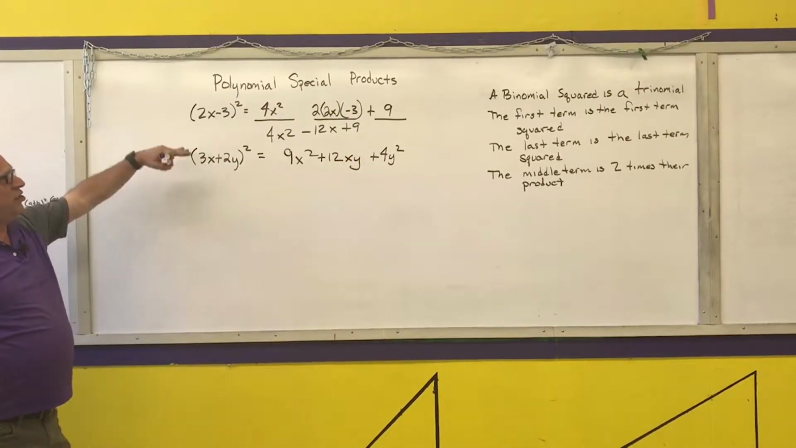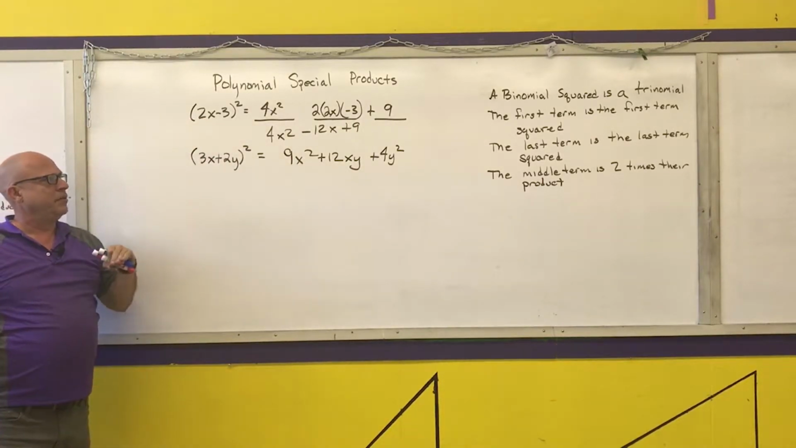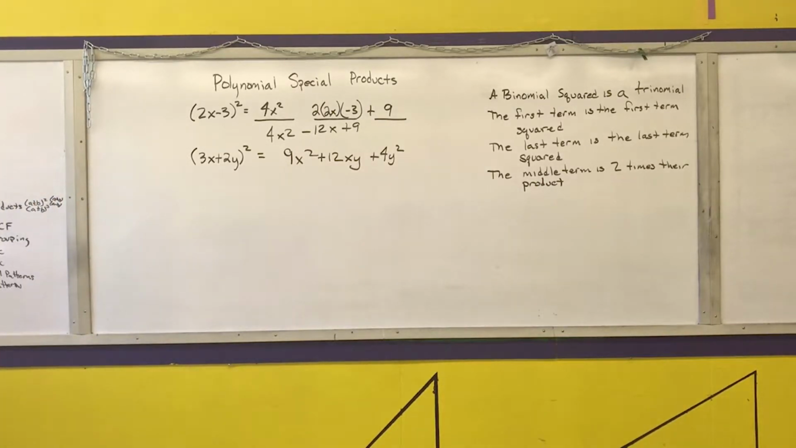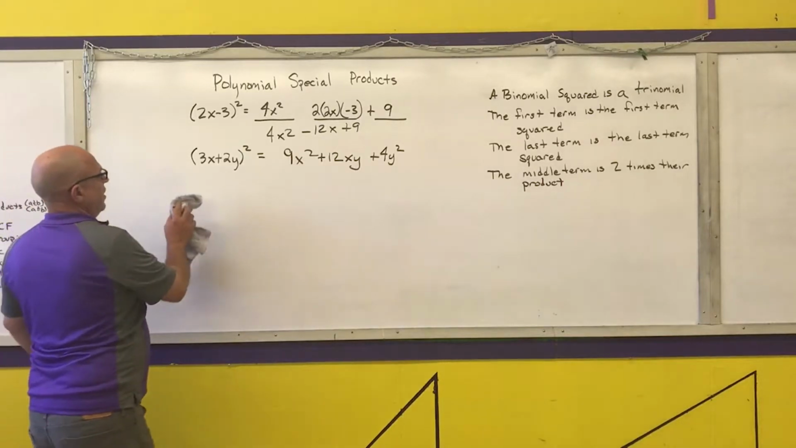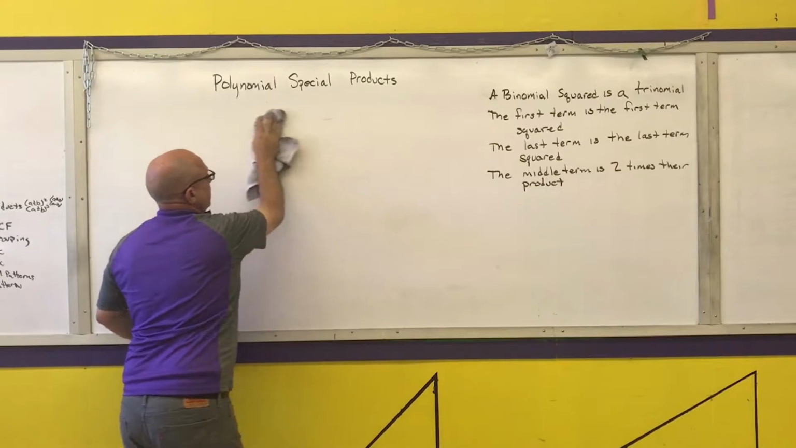Okay, so that's how you would do a square of a binomial. That's our first memorized pattern. Our second memorized pattern is called the difference of squares.